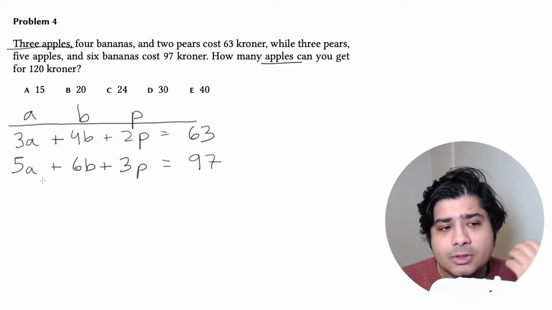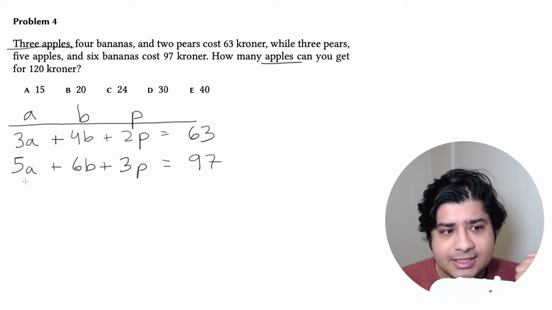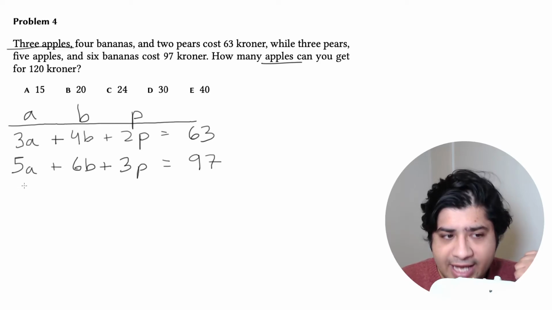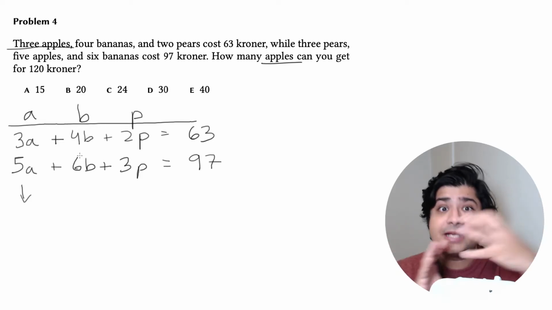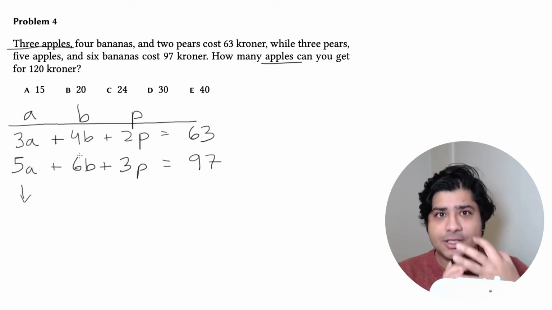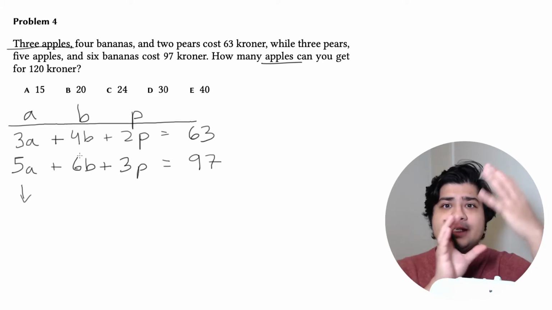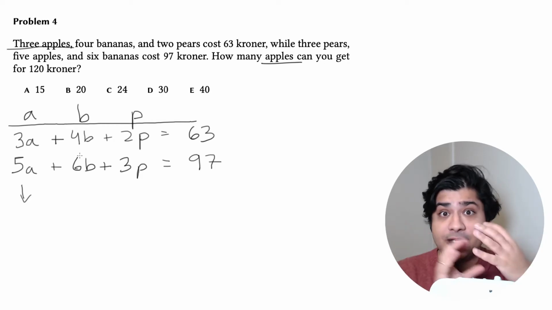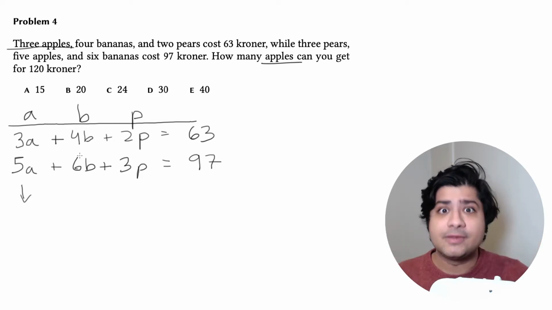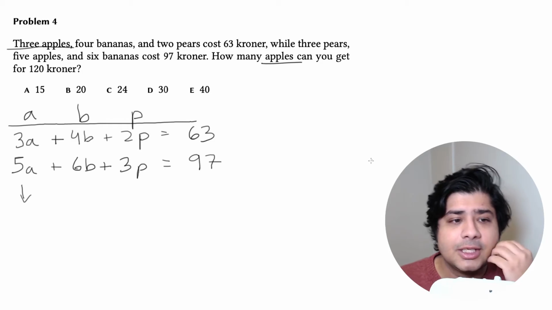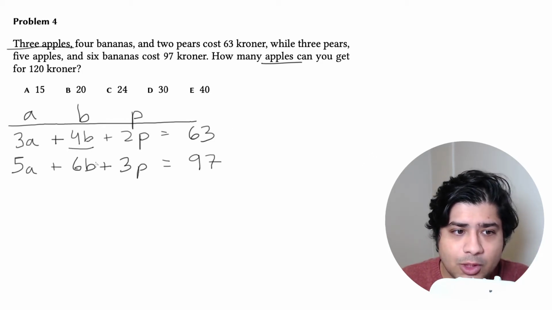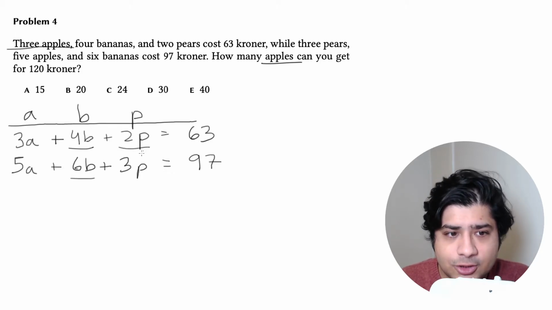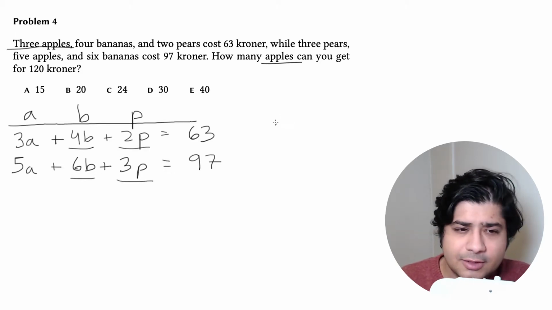So what I ideally want is to have the apples be isolated by themselves, and when I do a subtraction or addition, the bananas and pears cancel each other out. When they subtract one from another, you have none of them, right? So we're just left with apples. So let's see if we can do that. What we're dealing with here is a 4 and a 6, and then a 2 and a 3. How can we go about doing that?